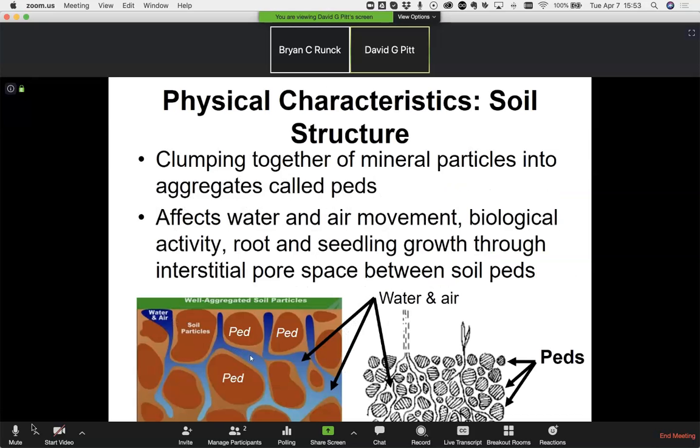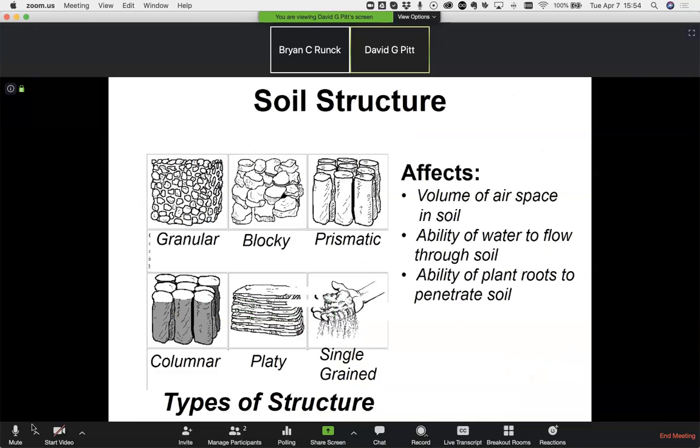Going back to this diagram, the blue essentially goes away, and there is no airspace between the soil particles because it's essentially been crushed. As a result, air cannot circulate through the soil, nor can water, and it becomes more difficult for plant roots to penetrate the structure. So it affects the volume. Soil structure affects the volume of airspace in the soil, the ability of water to flow through the soil, and the ability of plant roots to penetrate the soil.